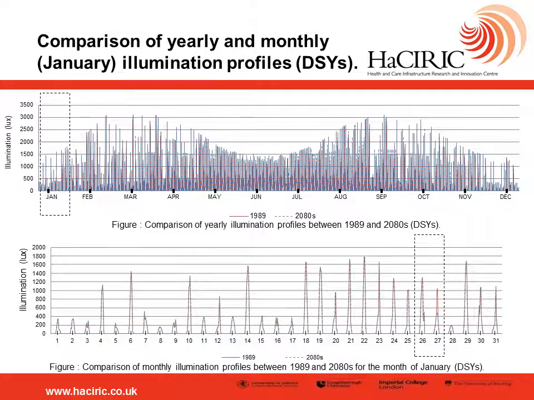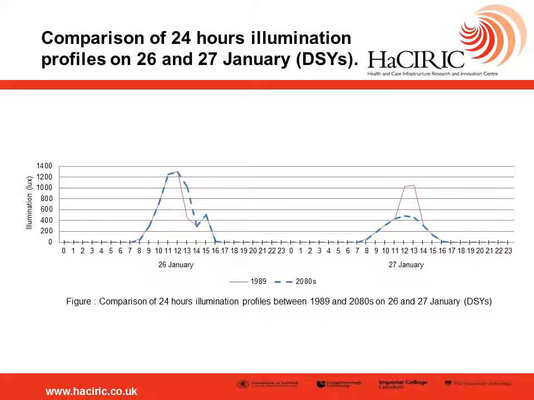Comparison of yearly and monthly illumination profile shows that the variation between present and future illumination was not constant. A closer observation of the 24 hours daily illumination profile revealed that the average difference between future and present could vary from minus 595 lux to 579 lux on a particular date.